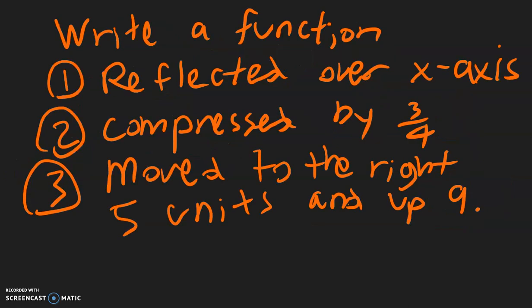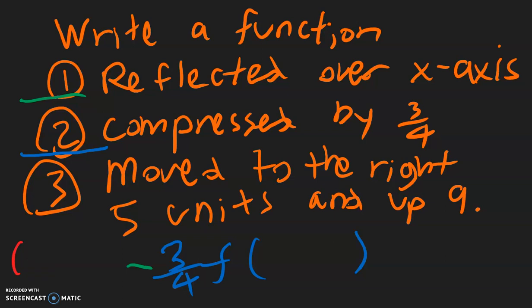So in this example, you will do the opposite. You will write a function given these transformations. So transformation number 1, it reflected over the x-axis. So what that tells you is that we have a negative sign. Transformation number 2 tells you that it will be compressed by 3/4. So we know that in front of this we will multiply by 3/4 f of something, but let's see what that something is going to be. And then the last transformation tells you that it got moved to the right 5 units, so we know that the x coordinate is going to be +5.